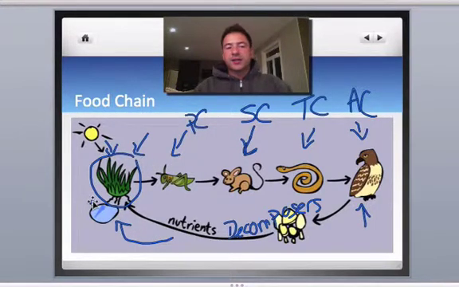So basically, guys, that is food chains. Very basic, and it's important that we understand the various levels of the consumers and then the role of the decomposers.